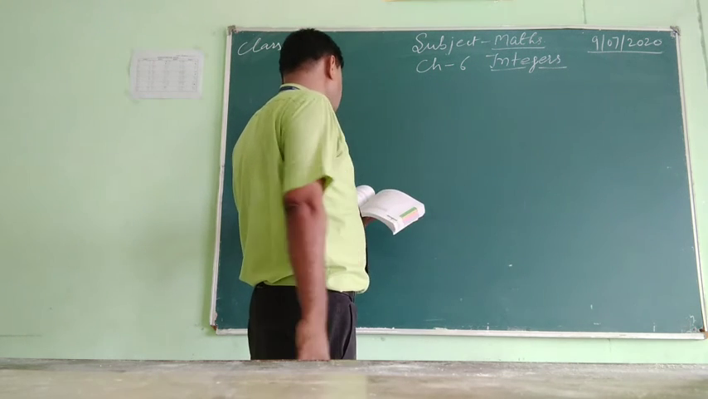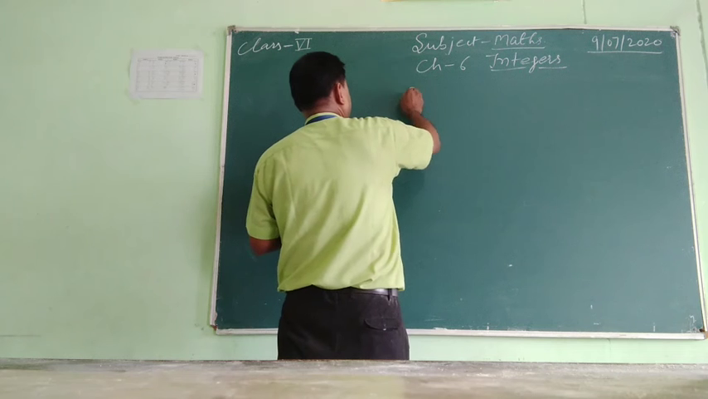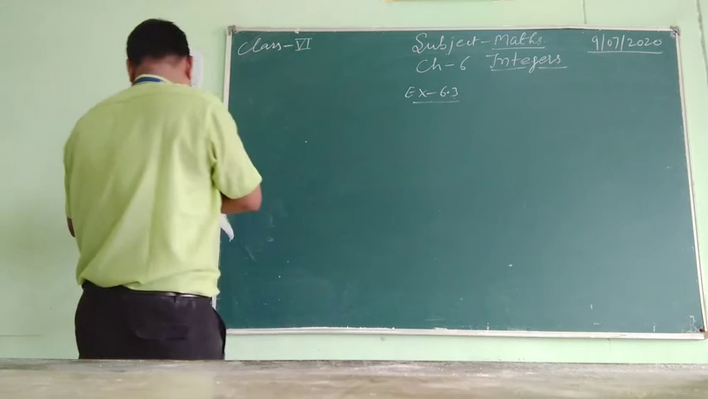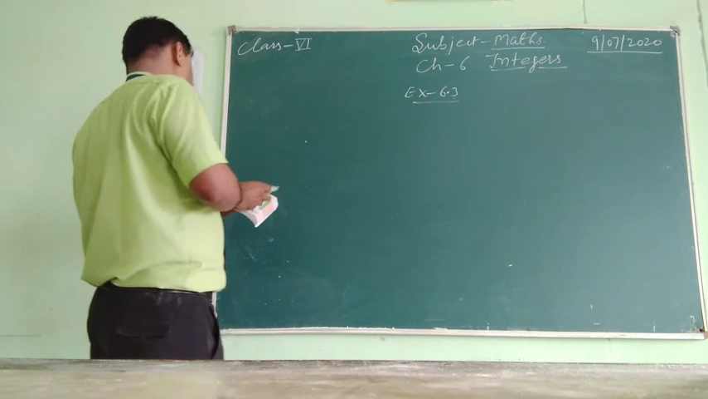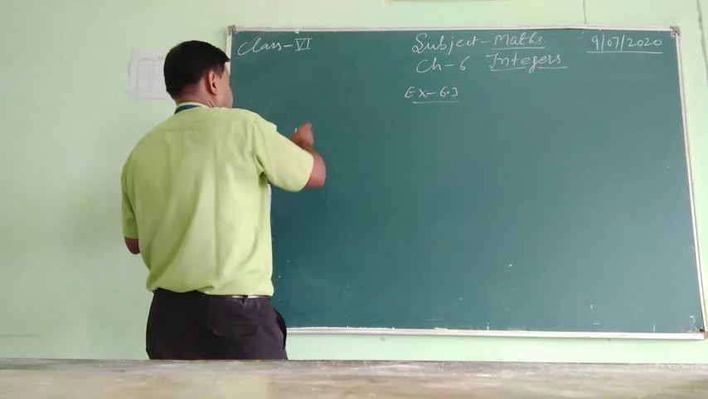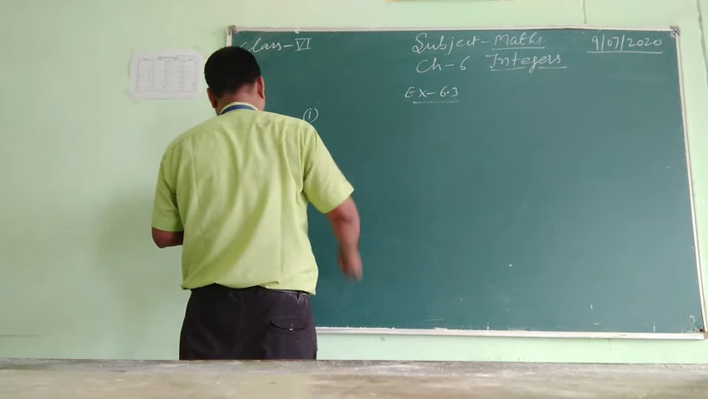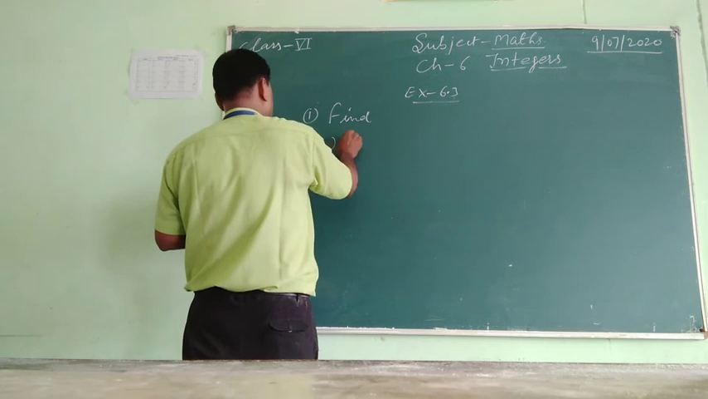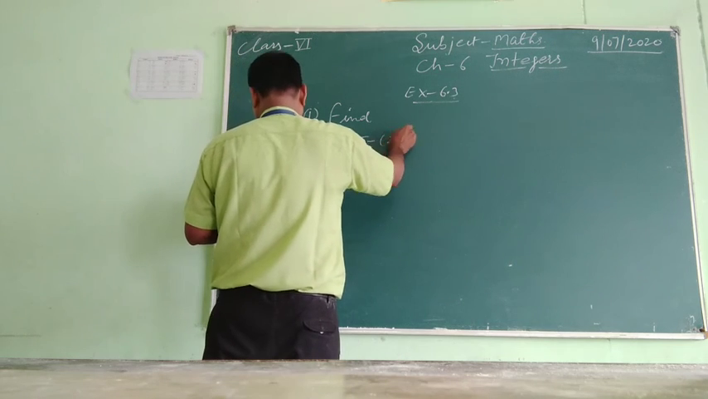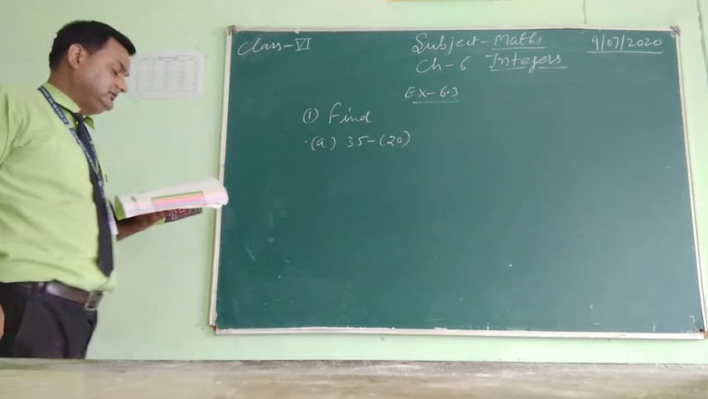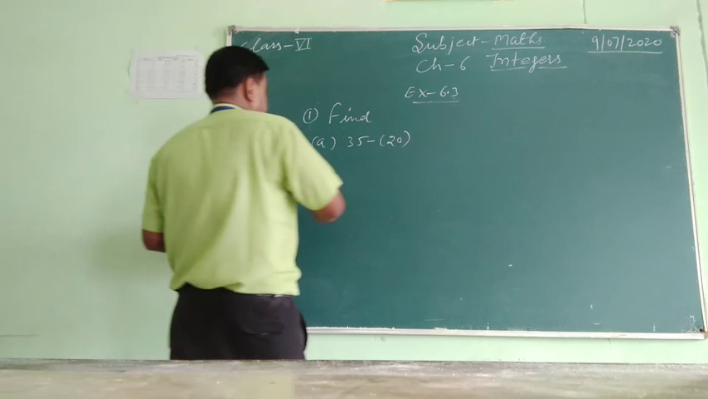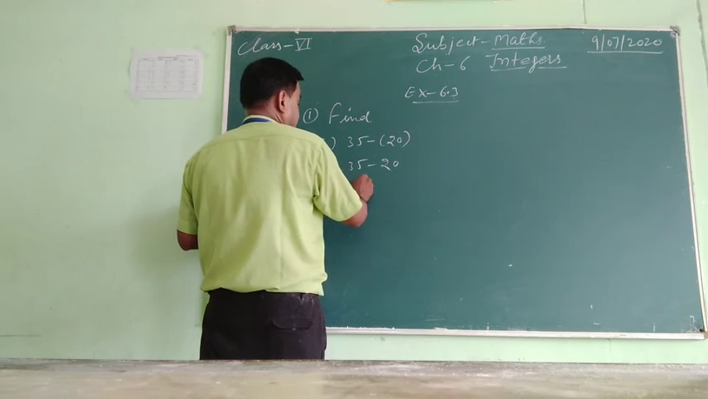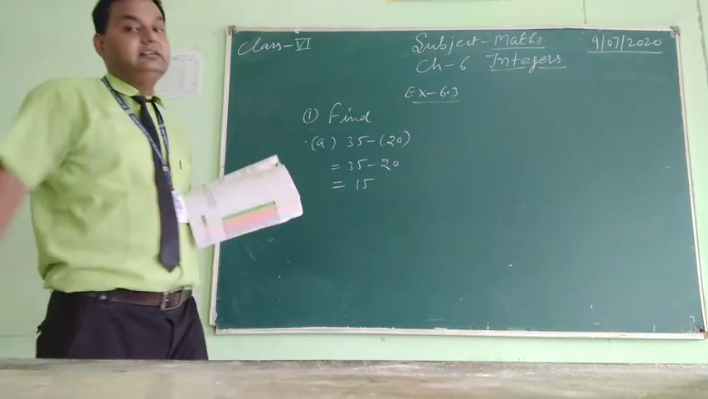Exercise 6.3. Question number 1. Find A part, 35 minus 20. So we can write it 35 minus 20. 35 minus 20 equal to 15. 15 is the answer.